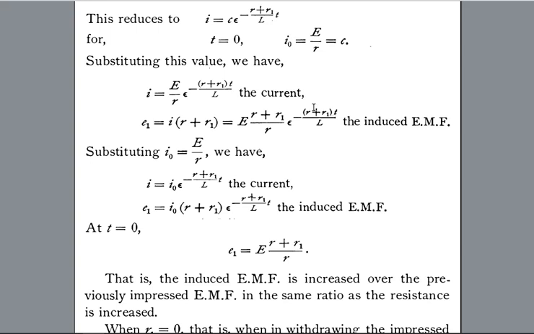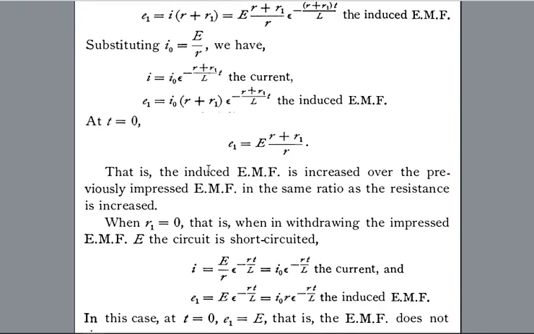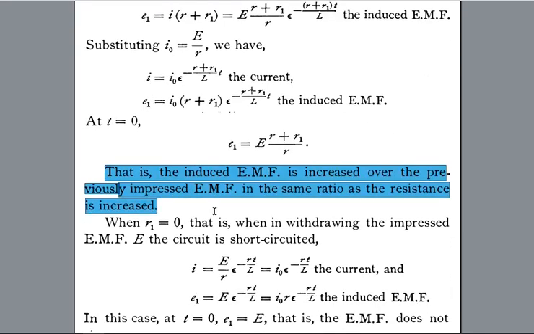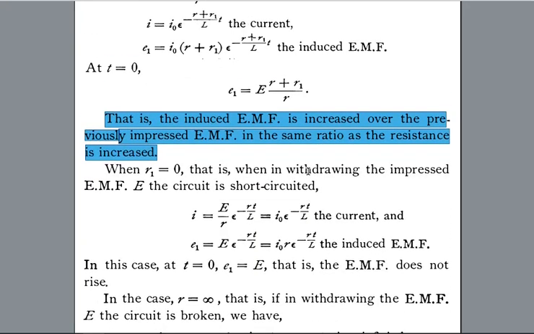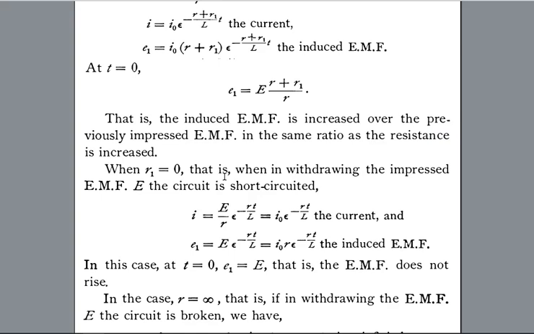Substituting i0 equals E over R, we have i equals i0 e to the power negative (R plus R1) times t over L, the current. E1 equals i0 times the quantity (R plus R1), e to the power negative (R plus R1) times t over L, the induced electromotive force. At t equals 0, E1 equals i0 times the quantity (R plus R1) equals E times (R plus R1) over R. That is, the induced electromotive force is increased over the previously impressed electromotive force in the same ratio as the resistance is increased.